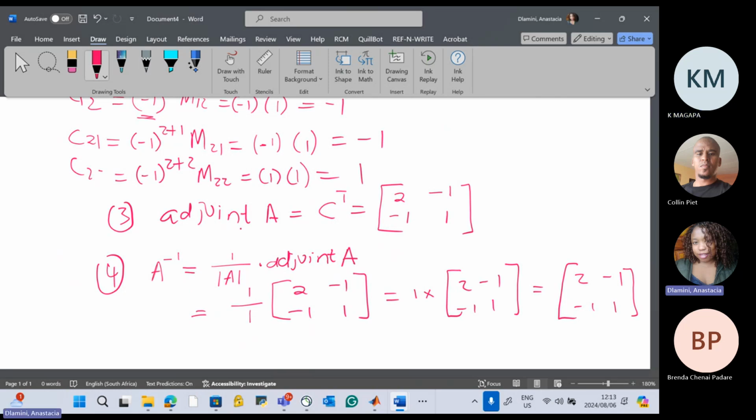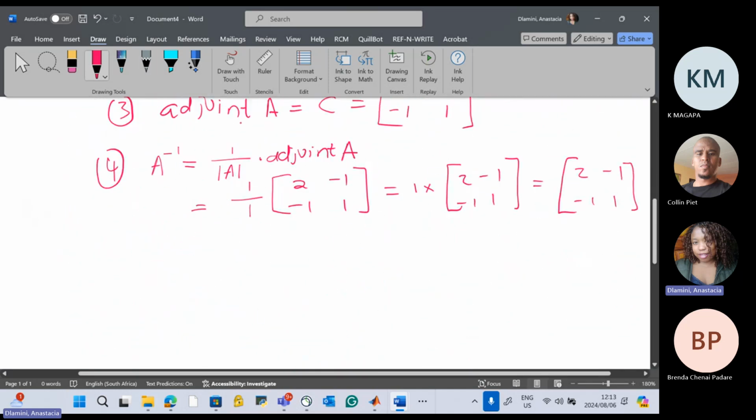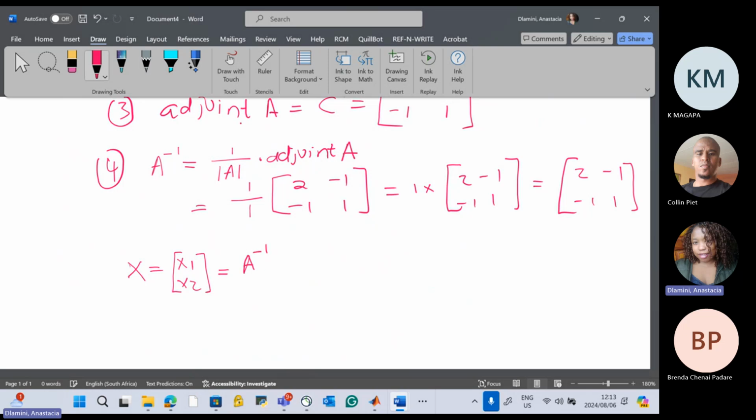Now, we were not looking for the inverse of a matrix. The question said solve the system. So meaning that we're going to say x, in our case, x is x1 and x2, will be equal to the inverse of A, in this case a 2 by 2 matrix, times B, which is a 2 by 1 matrix.